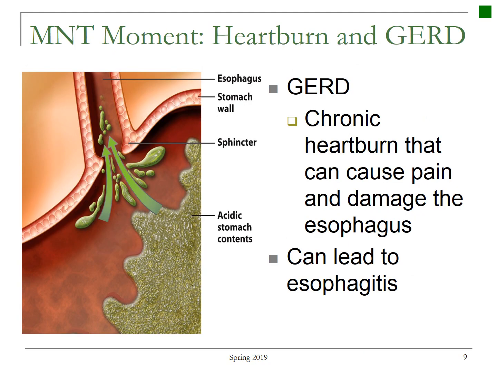The lower esophageal sphincter can relax and allow the stomach contents back up into the esophagus. So think heartburn and vomiting. Heartburn occurs when the acidic contents of the stomach leak back into the esophagus and lead to a burning sensation. GERD, or gastroesophageal reflux disease, is chronic heartburn that can cause pain, damage to the esophagus, and increase the likelihood of peptic ulcers. Esophagitis is the inflammation of the esophagus that can be seen with chronic heartburn.